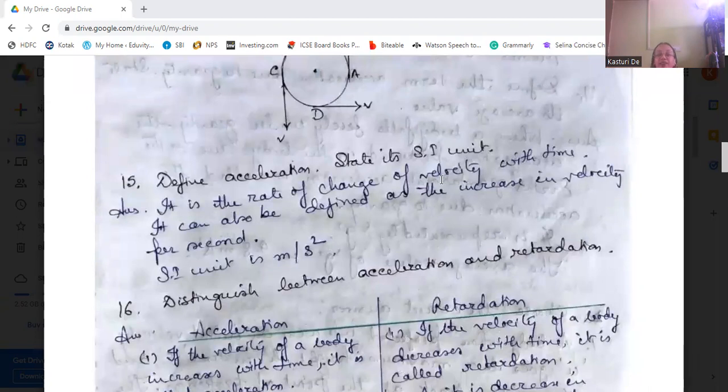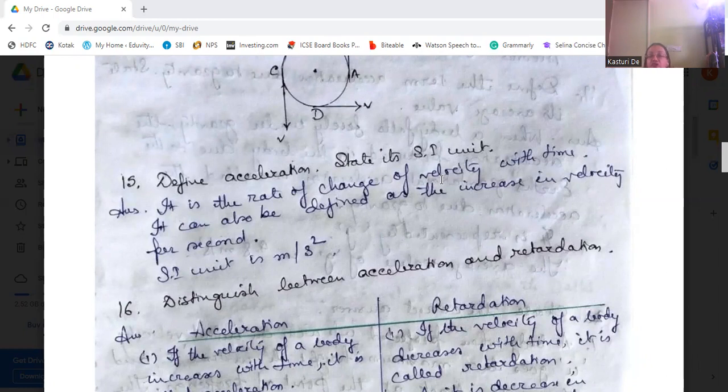Now, define acceleration, state its SI unit. What is acceleration? It's the rate of change of velocity with time. It can also be defined as the increase in velocity per second. SI unit is meter per second squared.